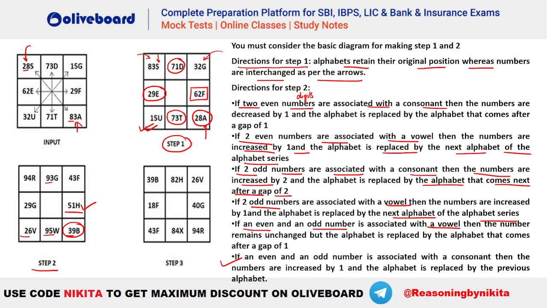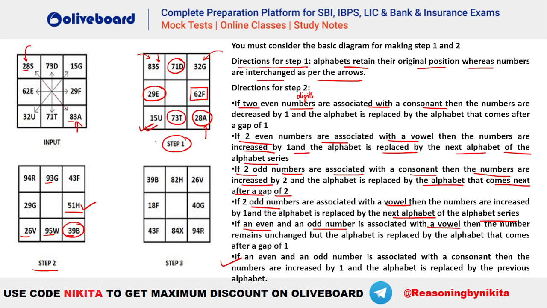That is as per the last rule we have. So if an even and odd number is associated with a consonant, then the numbers are increased by 1. So you can see 83 becomes 94, 32 becomes 43, and the alphabet is replaced by previous alphabet. So we have to do -1. So S minus 1 gives you a R and G minus 1 gives you a F. Okay, so that is how we arrive at step number 2. I hope it is clear, everybody, that how did we arrive at step number 1 from the input and step number 2 from step number 1. I hope everybody is clear with that.